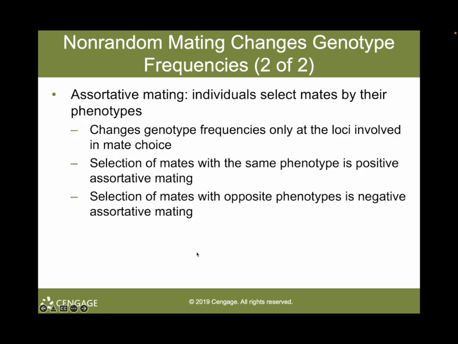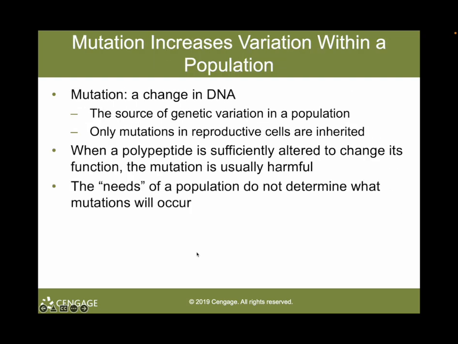Females with high bristle number tend to mate with males with high bristle number, and females with low bristle number tend to mate with males with low bristle number. Such selection of mates with the same phenotype is known as positive assortative mating, as opposed to the less common negative assortative mating, in which they mate with opposite phenotypes.